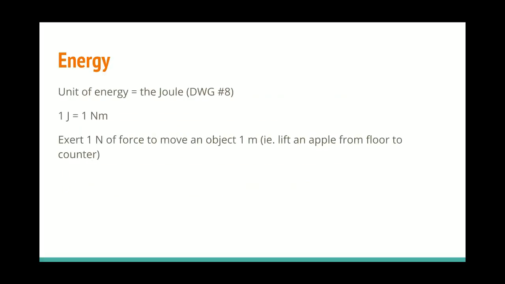So, I meant to edit that out. The unit of energy is the joule. DWG stands for dead white guy. Once upon a time, I was amusing myself by keeping count of all the dead white guys whose names we collect. 1 joule is 1 Newton meter, and that's the energy necessary to move an object 1 meter. To lift, I should say, an object 1 meter.